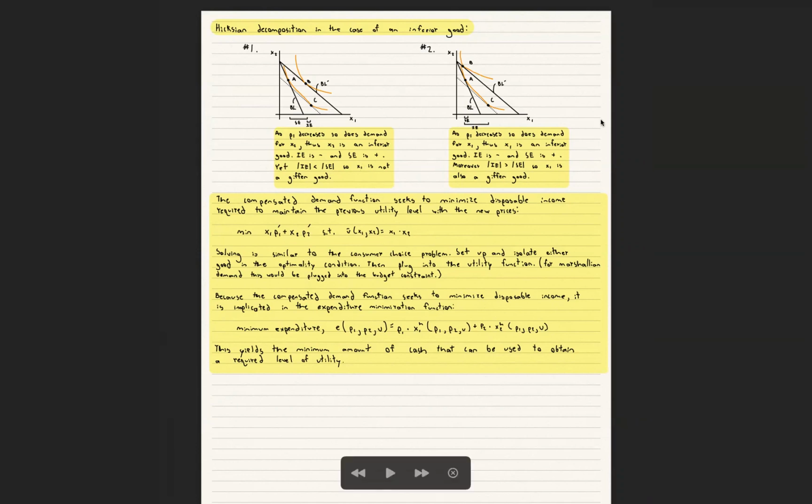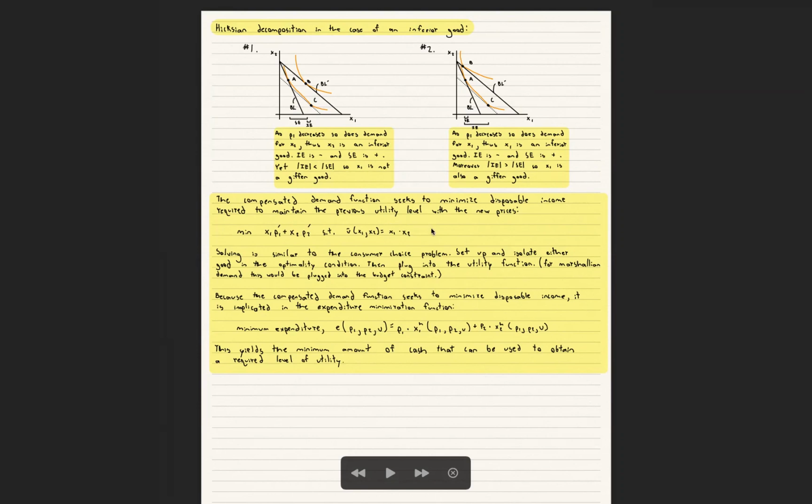In the case number 2 we have here that I've written up, we have as price of good one decreases, so does the demand for good one. Thus, good one is an inferior good. The income effect is negative. The substitution effect is positive. You have the absolute value of the income effect greater than the absolute value of the substitution effect. So good one is also a Giffen good. The compensated demand function seeks to minimize disposable income required to maintain the previous utility level with new prices.